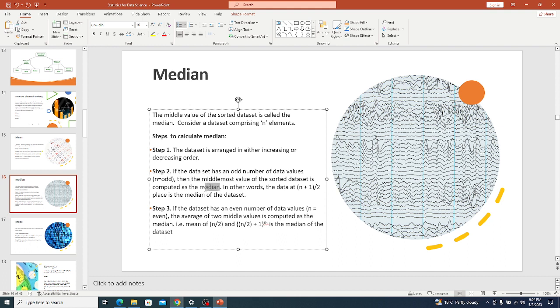But if it is even, then you will have to take the two middle values and divide by 2. So if the data set has an even number of data values, that is, n is even, of course, I have discussed that.